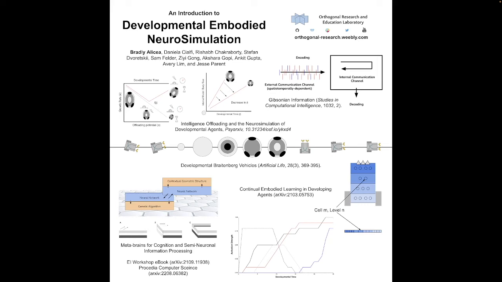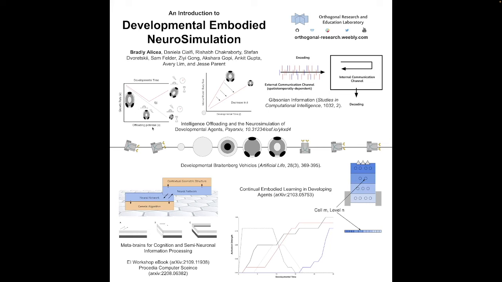So the final thing I'm going to talk about, and there are some publications here. We have the Embodied Intelligence Workshop. There's an ebook that we're putting this in. It's also on the arXiv. And then this other paper, which is on the arXiv, that will be in Procedia Computer Science. That's on semi-neuronal information processing. The final example I'm going to talk about is on intelligence offloading and simulating developmental agents.